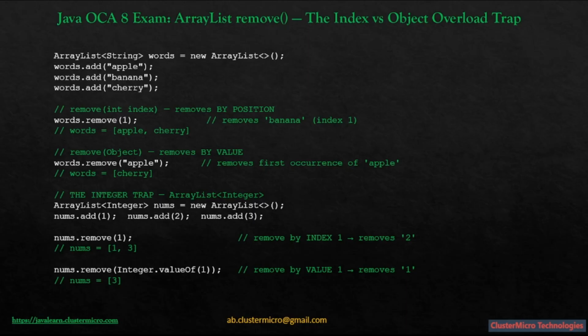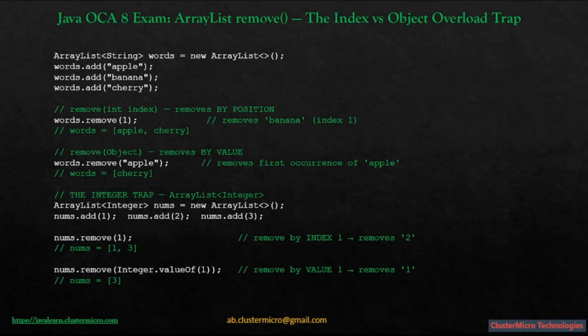nums.remove(1). We pass the int literal 1. Java sees an int and resolves this to the remove by index overload. Index 1 holds the value 2, so 2 is removed and not 1. The value 2 at position 1. The list is now 1, 3. This is the trap. You might expect remove(1) to remove the value 1, but Java resolves int literals to the index overload first. The value 1 is still in the list.